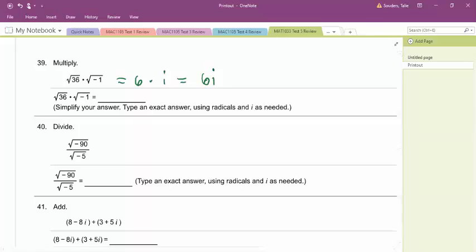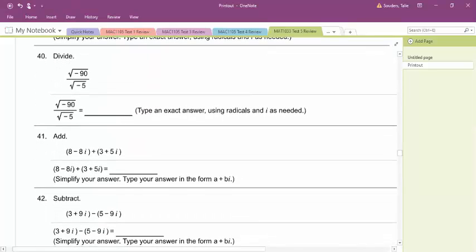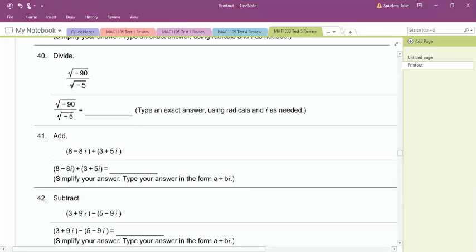Nice job, guys. So let's try number 40. We're going to simplify each radical. In fact, I'll give you a minute. See if you can simplify each radical and then see what cancels out when you divide. So how could you break down the square root of -90?